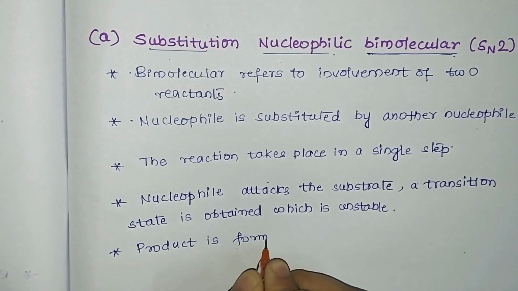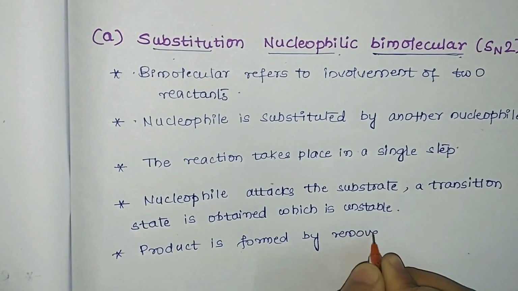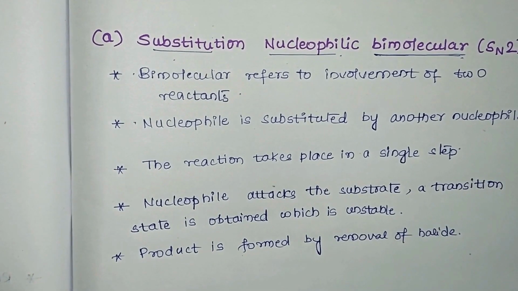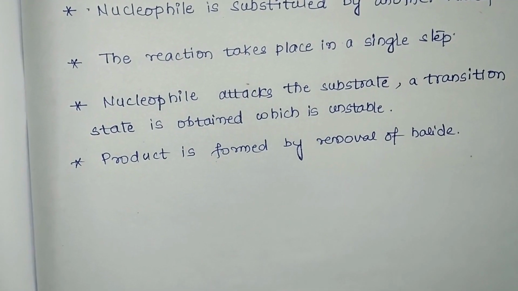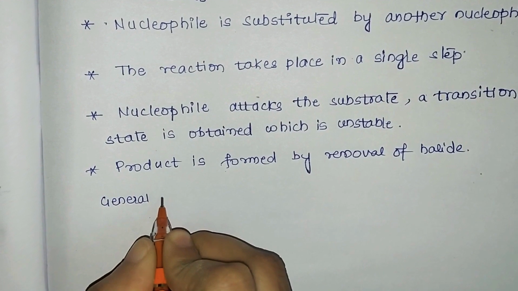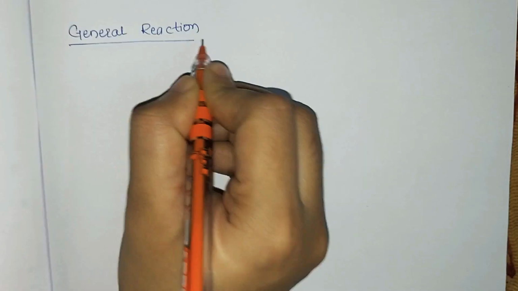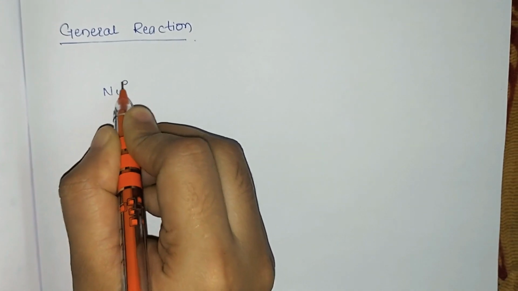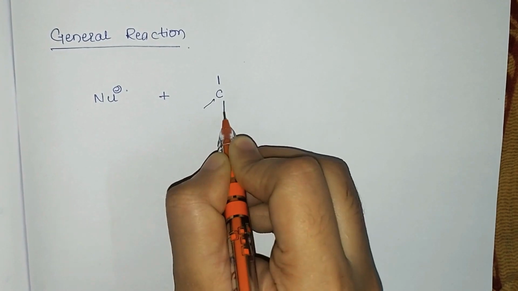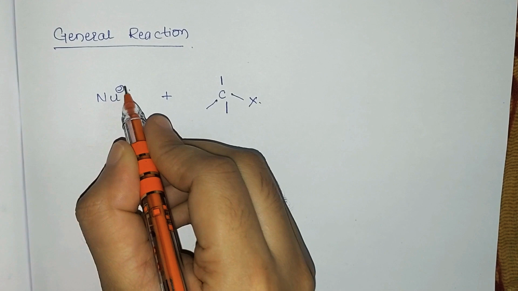Product is formed by the removal of the halide ion, that is by the substitution of the halide ion, which is nucleophilic in nature. So let us consider a general reaction. In the reaction we'll consider a nucleophile and its attack on the substrate. So the nucleophile will consider our substrate, that is carbon, we'll consider alkyl halide, that is the carbon halogen bond.